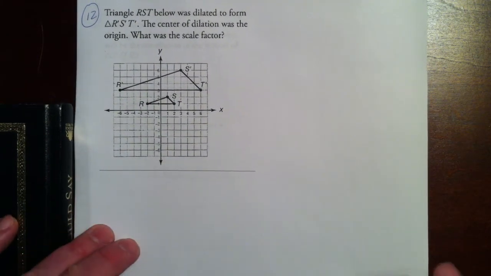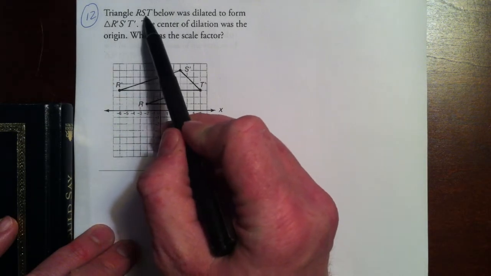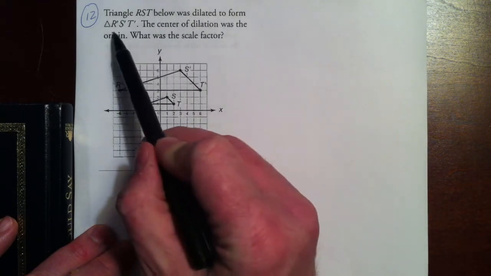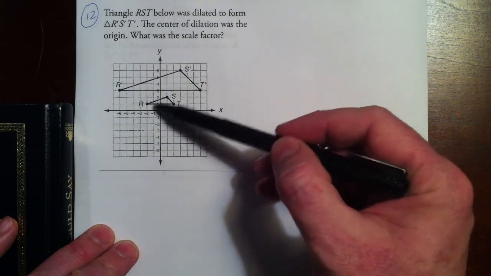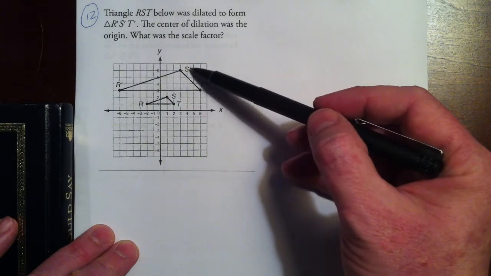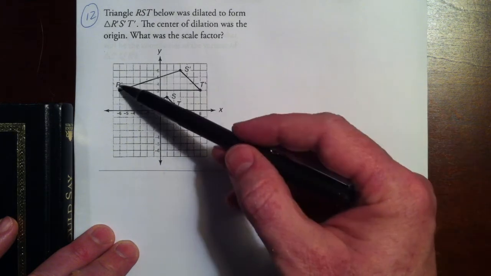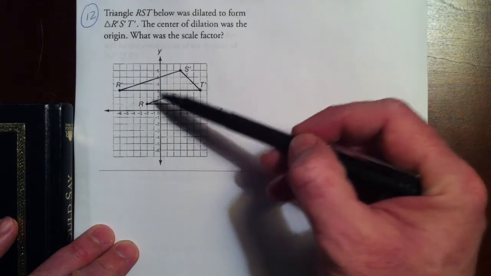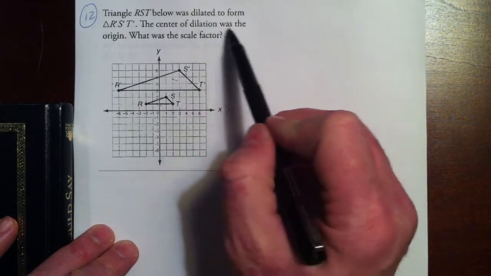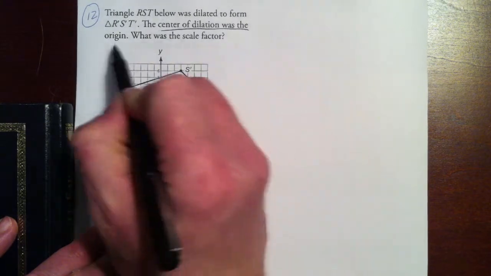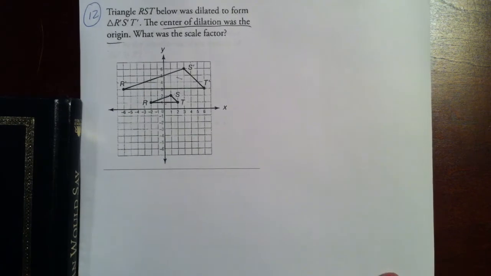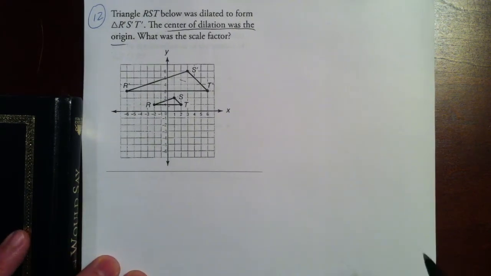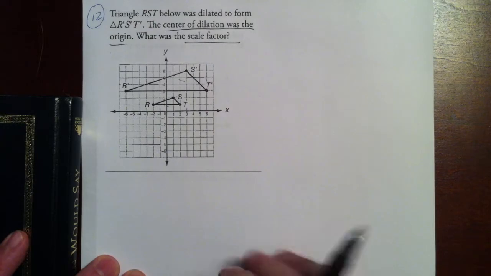Number 12. Triangle RST below was dilated to form R prime, S prime, T prime. So we went from this guy right here without the apostrophes up to here with the apostrophes. This is R prime, S prime, T prime. So we went from here to here. The center of the dilation was the origin. So again, all we did was multiply those coordinate points by a specific number, and that was the scale factor. Well, here it's asking us, what is the scale factor?